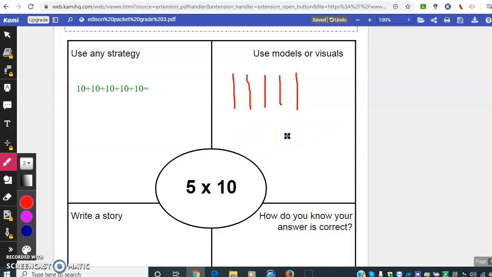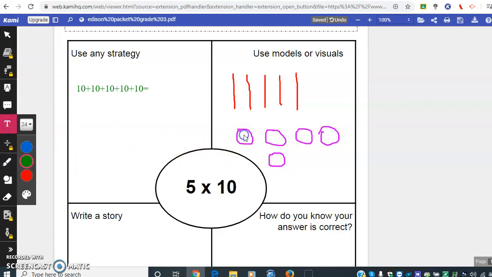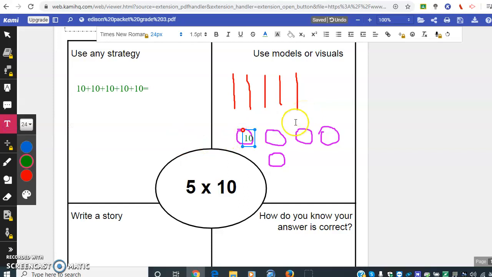Now there are other ways you could do it. You could choose to make 5 groups. Let me change my color here. This will be our second way of doing it. I could do a group here. 1, 2, 3, 4, 5 groups, and put 10 dots inside each group. We could do that way. Or if you would rather not put in 10 dots, you could write in the number 10 into each of these circles, and that would work as well.